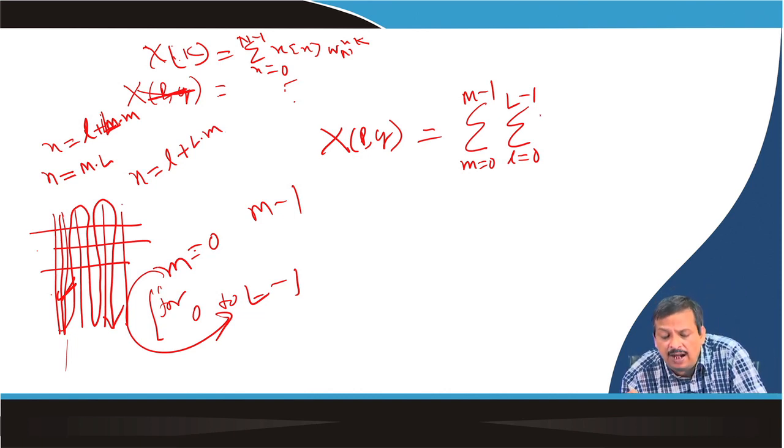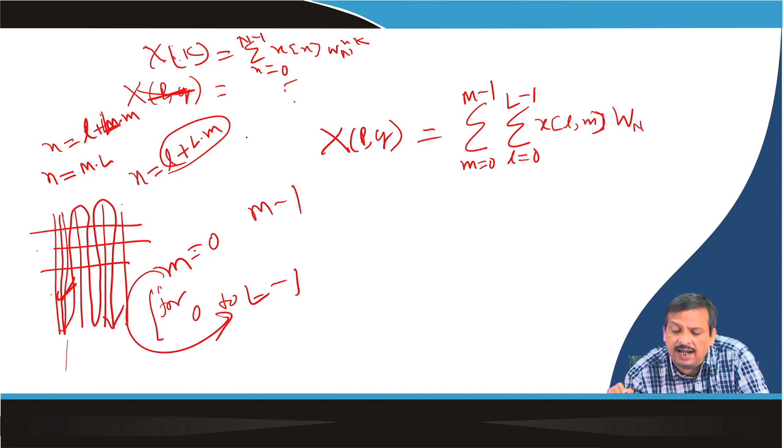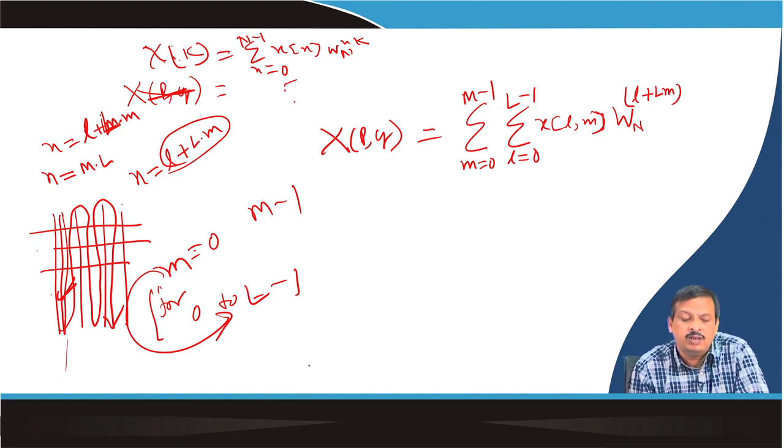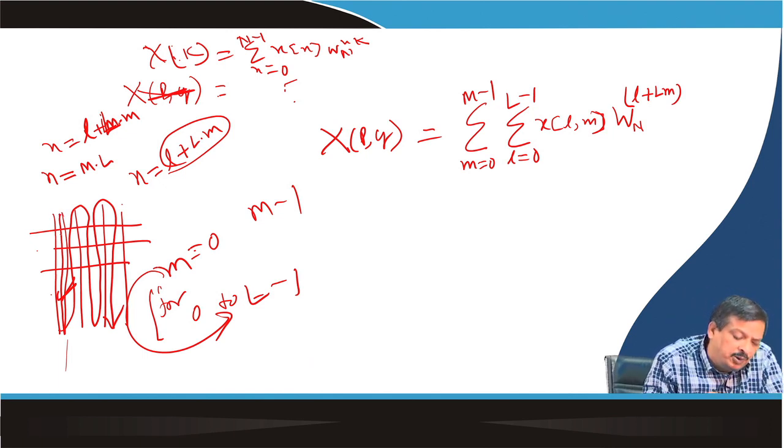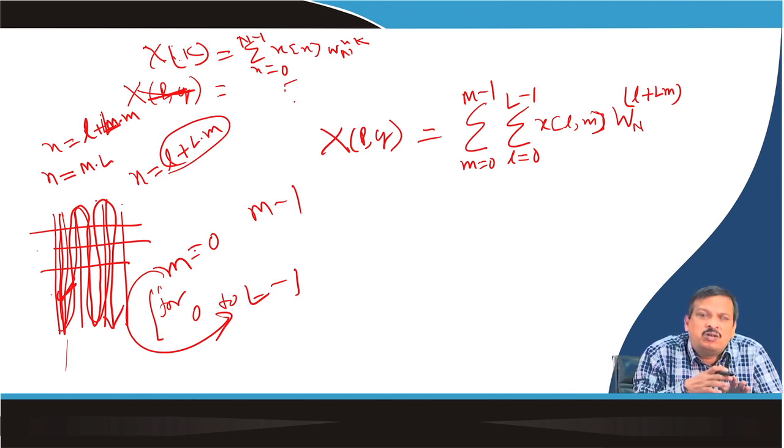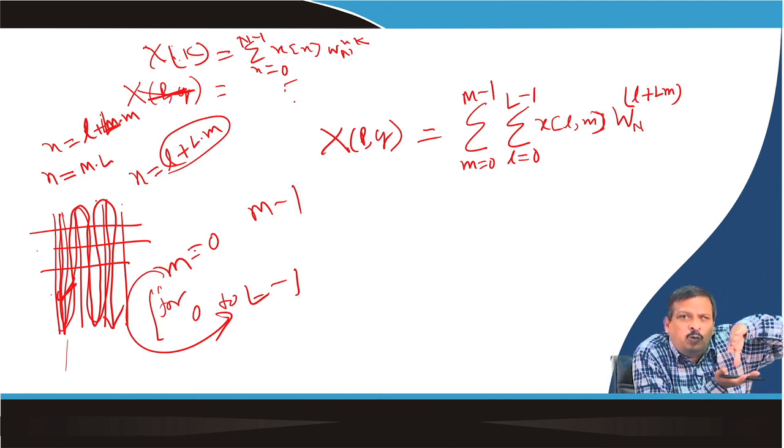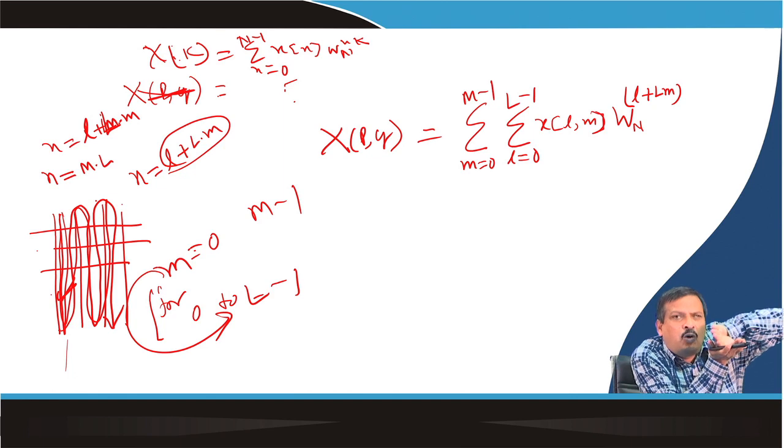Okay. So, now I have an x of Lm or ml, whatever, e to the power of Wn. So, instead of n I have an l plus capital L into small m. Now, if it is computed column wise, it can be shown that when I get the output, it will be stored row wise.